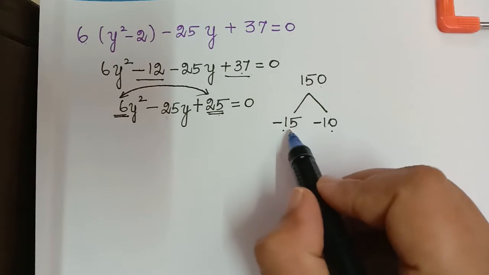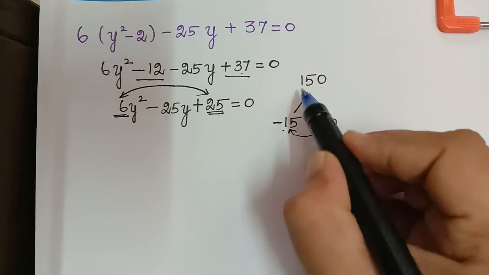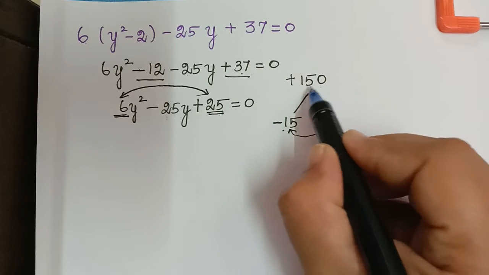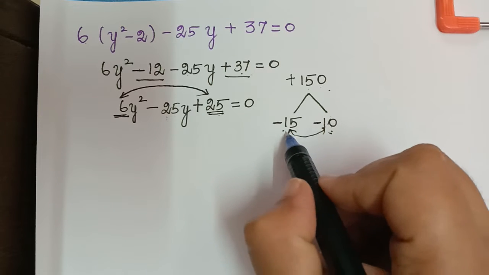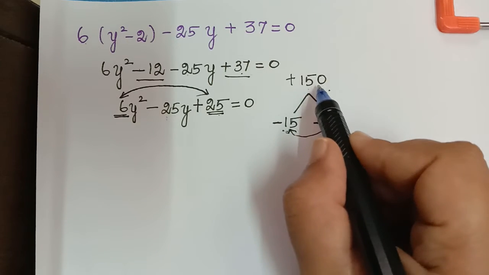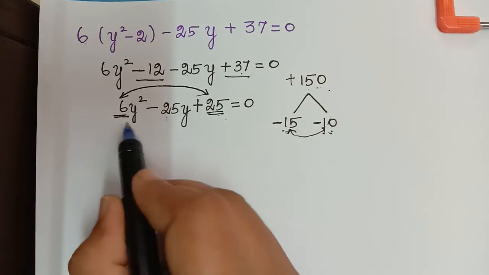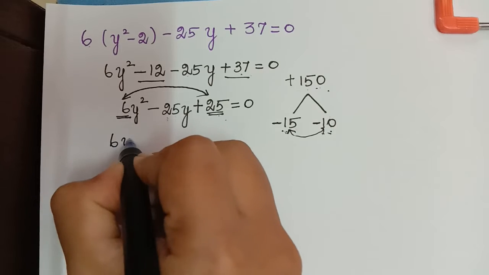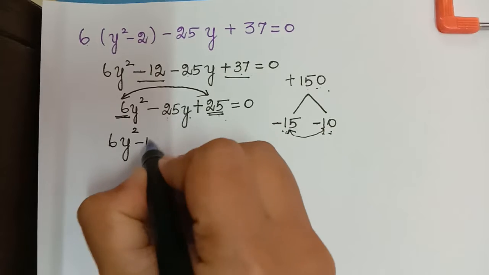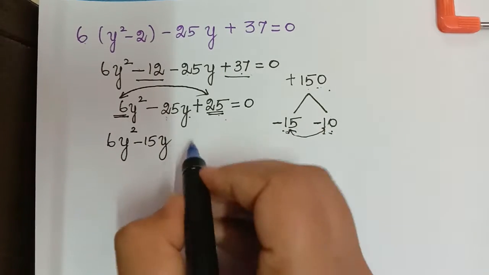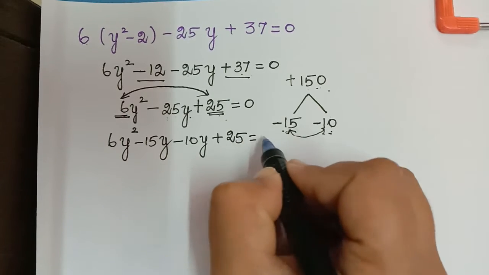And if you multiply these two numbers also, you could see that negative multiplied with negative will become a positive 150. So now we have arrived at the two factors, that is the two numbers which on multiplication give 150 and on addition give 25. Now this equation can be further written as 6y squared, and this negative 25 can be written as negative 15y, and then negative 10y plus 25 is equal to 0.